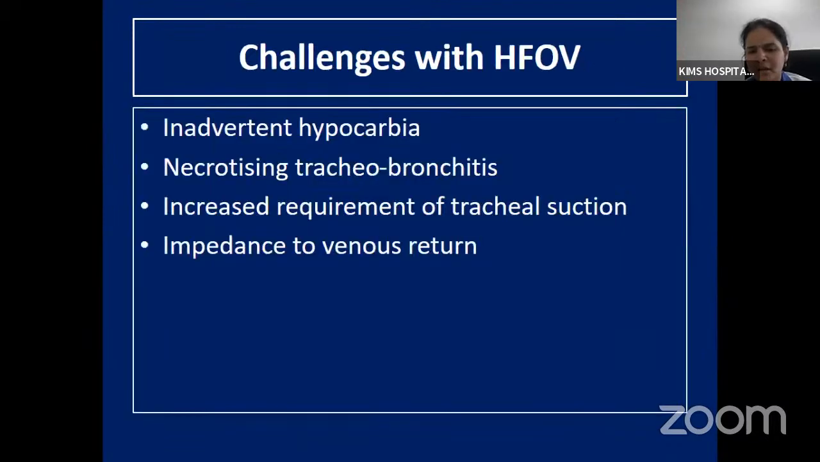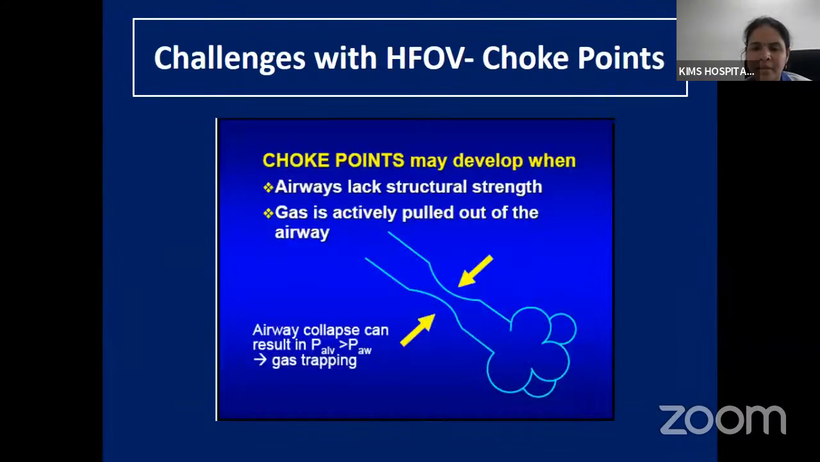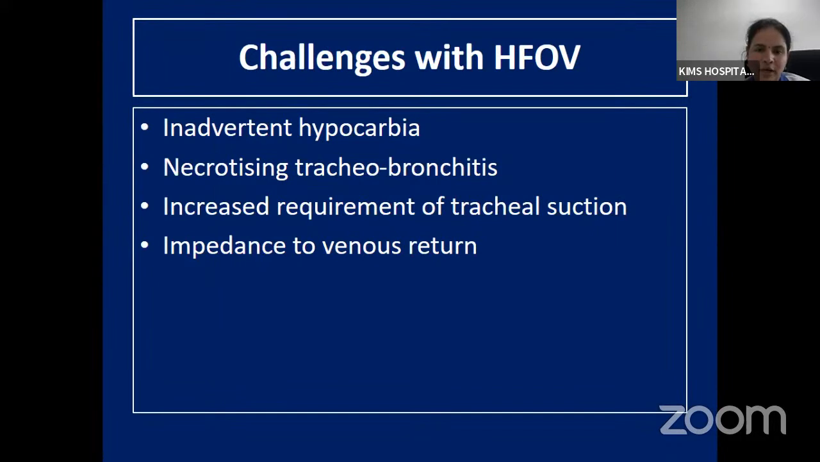So this results in progressive air trapping, and this can be recognized by the fact that if one reduces the MAP in a baby who has developed choke points, this can only make the gas trapping worse. Usually, we expect that once we start reducing or weaning MAP, the gas trapping improves. But when we are dealing with choke points, gas trapping actually starts getting better when we increase the MAP, and this increase in MAP will result in opening up of the choke points, and hence it facilitates expiration of gas.